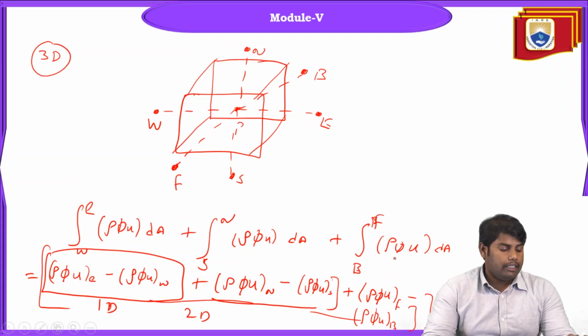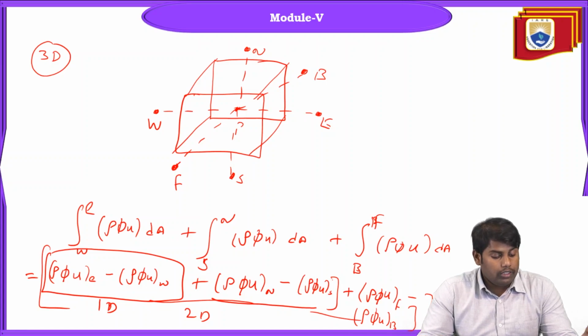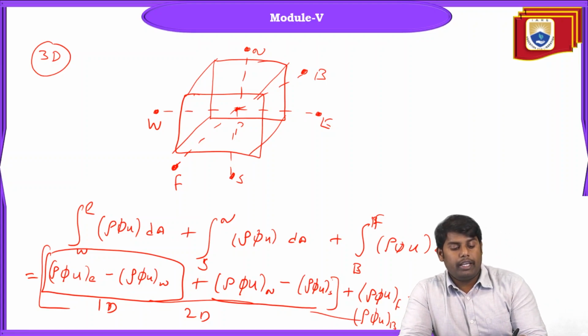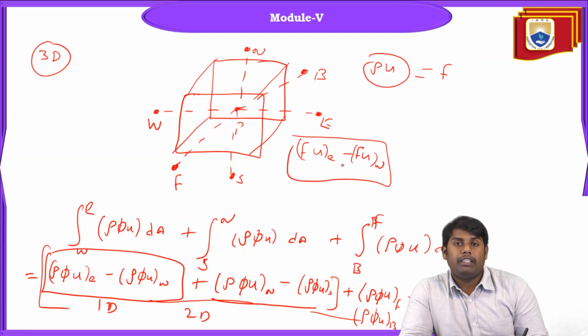Fine. So we can see clearly that for 1D, similar to the diffusion parameter, we have two dependent parameters. For 2D we have 4 dependent parameters. For 3D we have 6 dependent parameters. Now the terminology is that φu is written as F, to reduce the length of the equation. So here the equation is Fe minus Fw. F is nothing but the flux quantity.